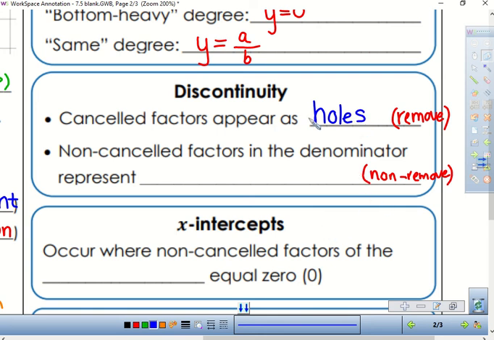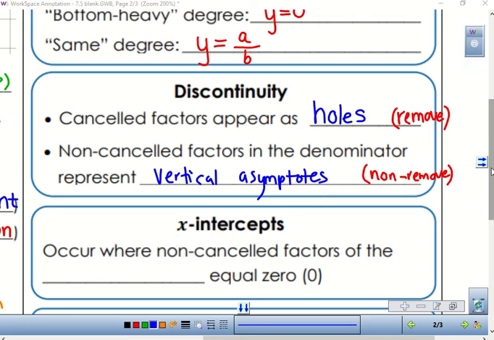So any factors that cancel out appear to be holes in the graph, like they literally have like an open circle. Okay. And then non-canceled factors in the denominator represent, what do we call these? Vertical. Good. Vertical asymptotes. So those represent vertical asymptotes. So those are the removable and non-removable types of discontinuity in our graphs.